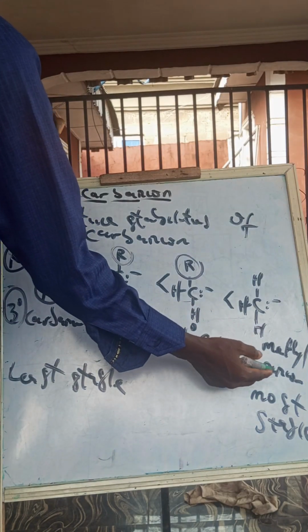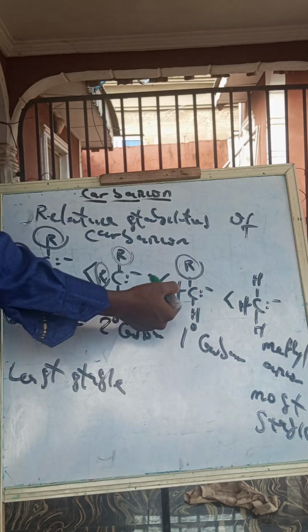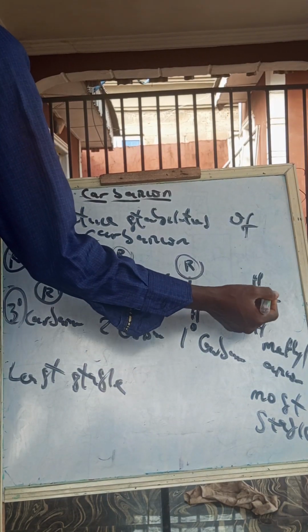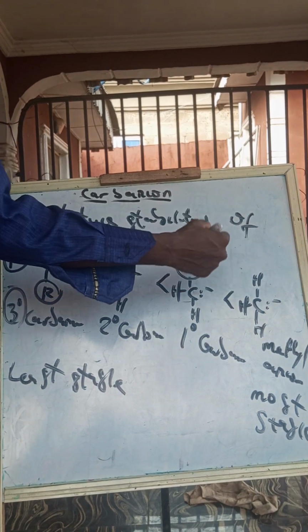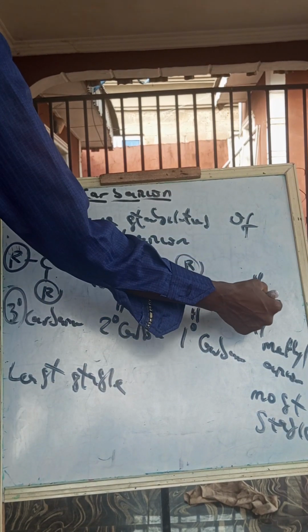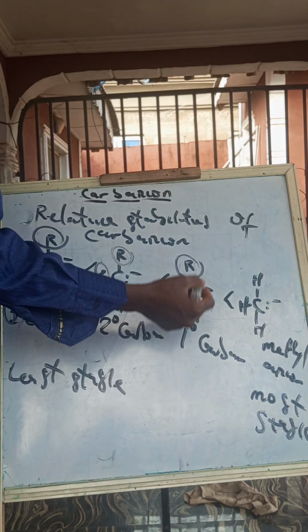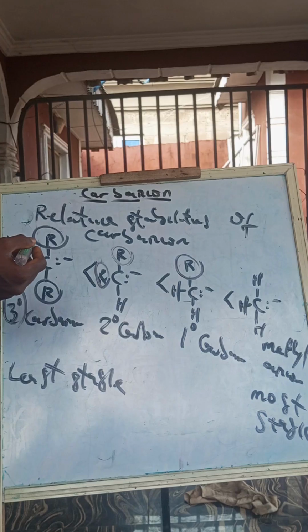And the most stable here is the methyl anion. And why is it said to be the most stable? There is no presence of an alkyl group. You just have hydrogen surrounding it, and the carbon bearing the anion is just surrounded by hydrogen, which makes it more stable.